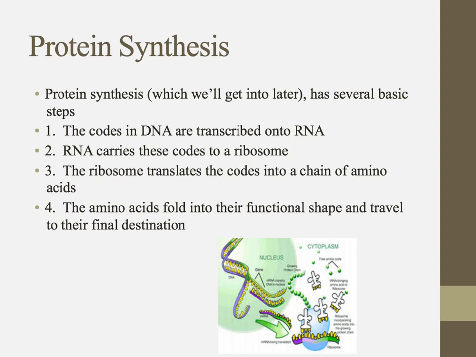Well, to do that, we're going to need some basic steps. We're going to go into these in more detail later, but it works a little something like this. The codes in DNA are going to be transcribed onto a molecule called RNA. We've already talked about RNA: single-stranded, ribose instead of deoxyribose, U instead of T, etc. The RNA is then going to carry those codes to the ribosome. Then the ribosome is going to translate those codes into a chain of amino acids called a polypeptide. And then those amino acids are going to be folded into their functional shape and travel to their final destination.